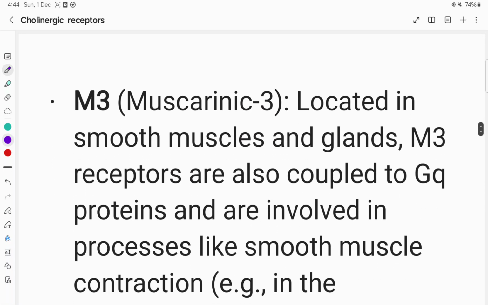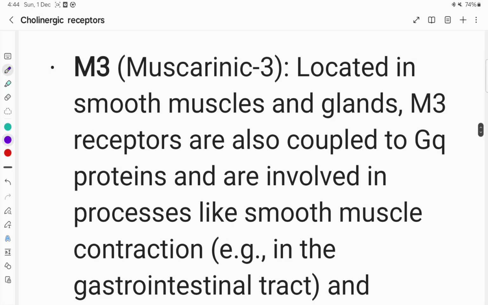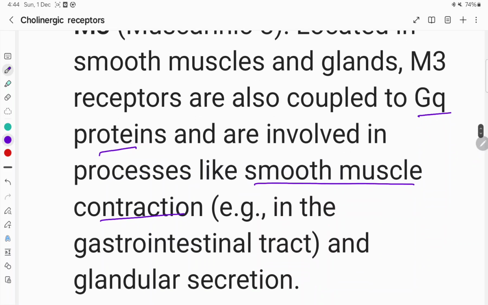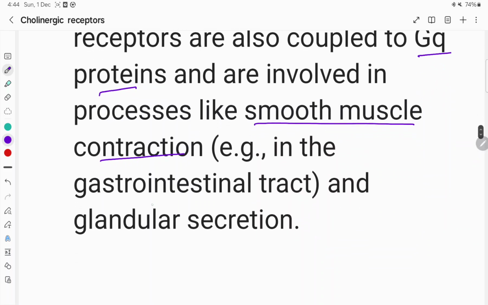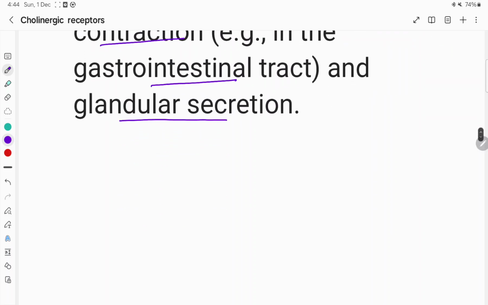Then M3, muscarinic 3 receptor, is again Gq type, and mostly they are involved in smooth muscle contraction. So smooth muscles of the gastrointestinal tract, GI motility, are regulated by the M3 receptor, and they also regulate glandular secretions.